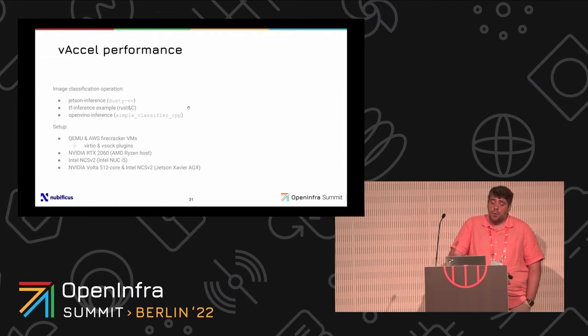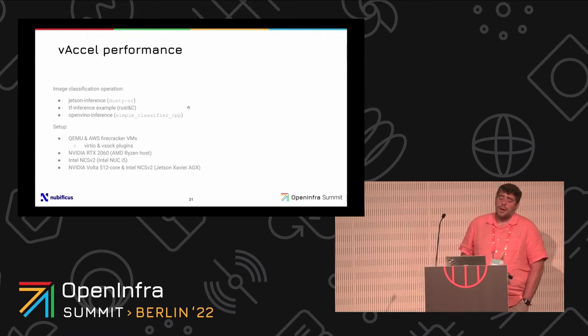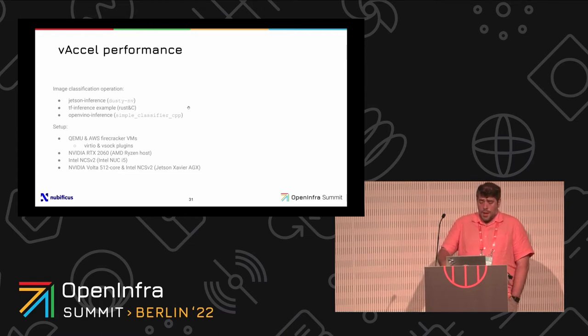In terms of the performance, we have several measurements, both micro benchmarks and end-to-end applications. We've tried image classification. We've tried three implementations from the NVIDIA Jetson inference framework. We have implemented a simple inference example in the TensorFlow framework, both in Rust and C. And we've also tried the OpenVINO framework from Intel using the Intel Neural Compute Sticks.